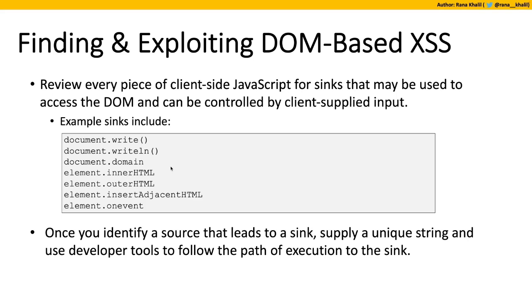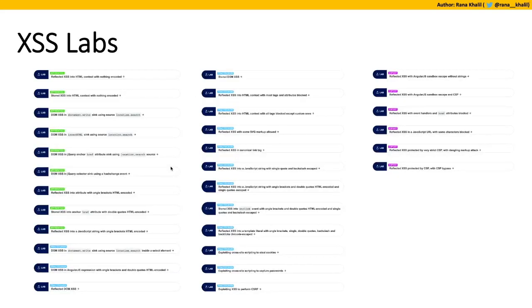Now, once you identify the source that leads to a sink, then you add your unique arbitrary string and use the browser's developer tools to follow the path of execution to the sink. And then once you understand the path of execution, it's really just a matter of building your payload and testing it in the browser. In the upcoming videos, we'll be going over 30 labs that give you plenty of hands-on experience exploiting all three types of cross-site scripting vulnerabilities. So if you still feel like you don't understand a specific type of XSS or certain variations of a specific type of XSS, don't worry, you'll get plenty of hands-on experience when you actually exploit vulnerabilities in the lab environment.